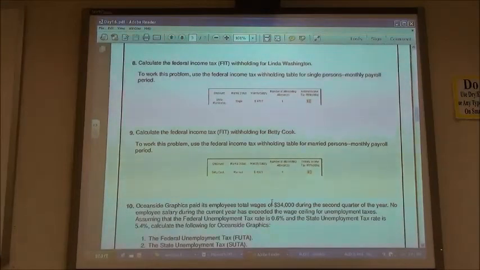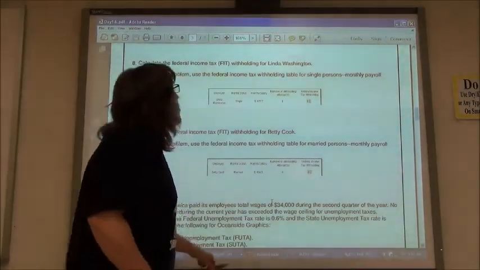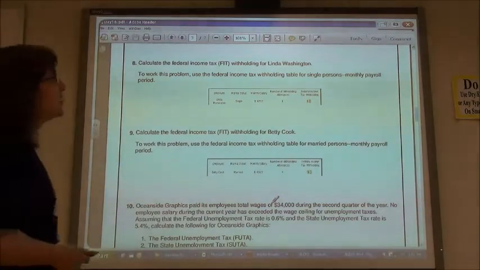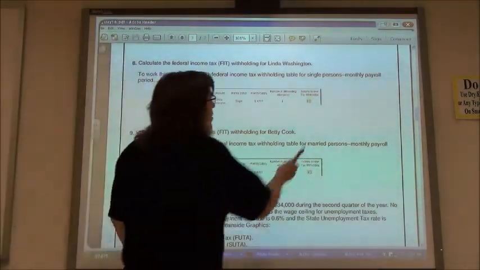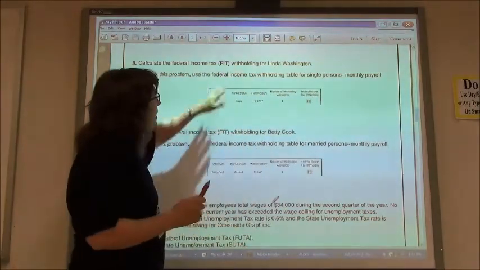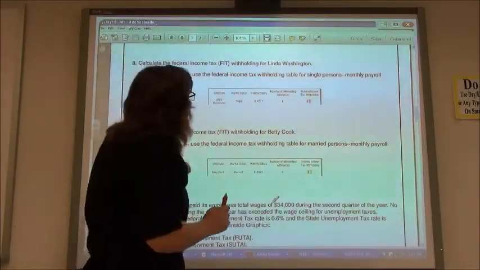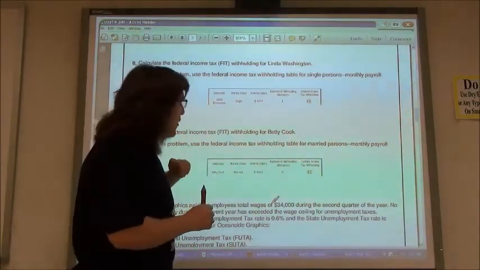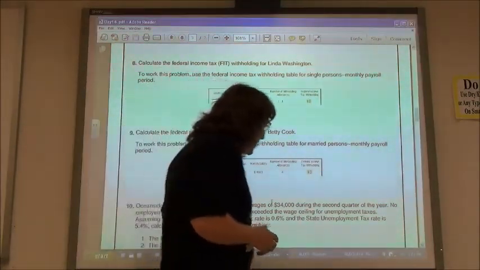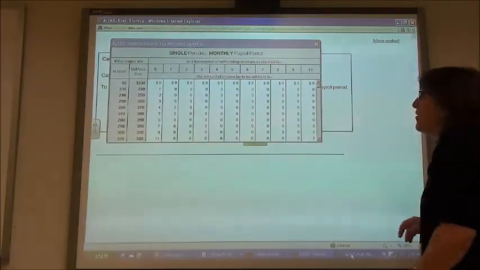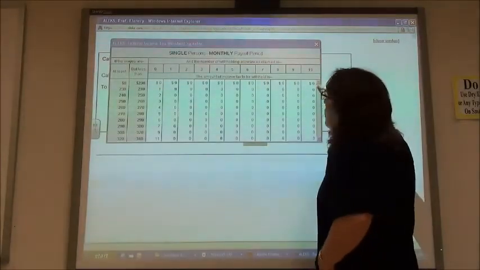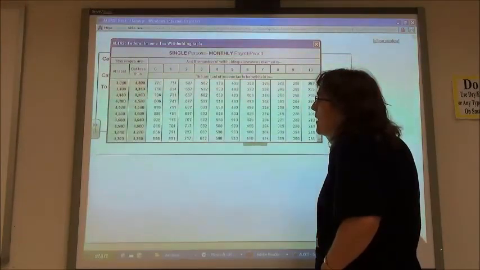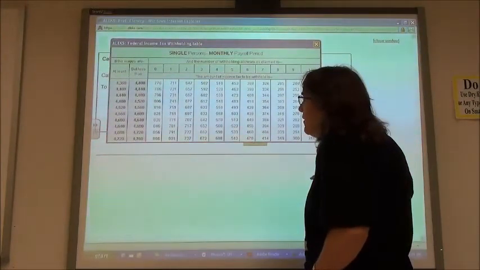So on number 8, again, we're calculating the federal income tax withholding for Linda Washington. To work this problem, we're using the federal income tax withholding table for single persons monthly payroll. So when we click on the link, it will bring up that table for us. Monthly salary $4,707, one withholding. So we want to make sure we look at the table under $4,707. So I'm going to slide all the way down to $4,707.